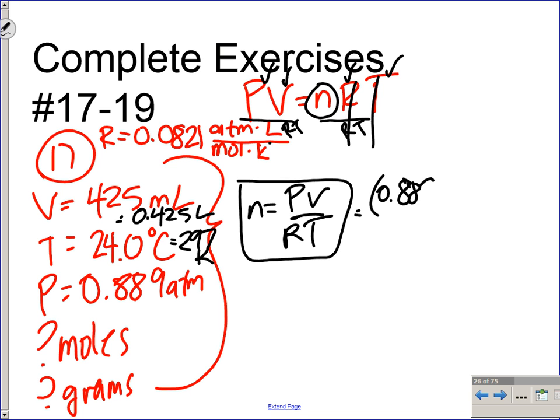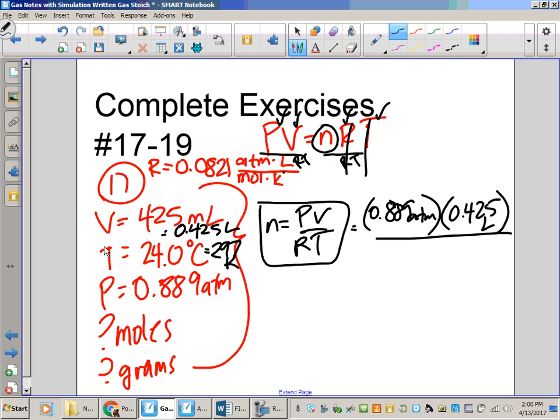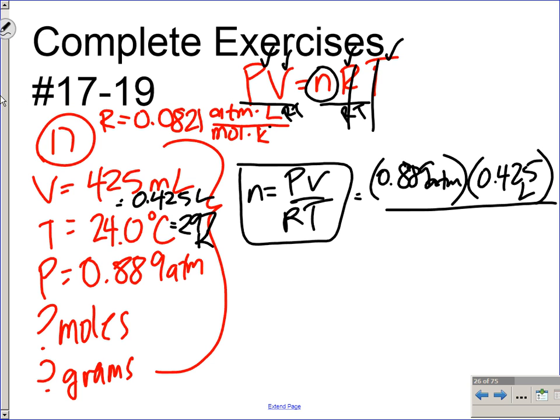0.8889 is here. Oh, look at those units coming to life. What's my volume? 0.425 liters. Oh crap, I think I forgot to video. Am I videoing? You are. No, I didn't mean that. Sorry, interrupting the flow. Let's do this again. Keep going.